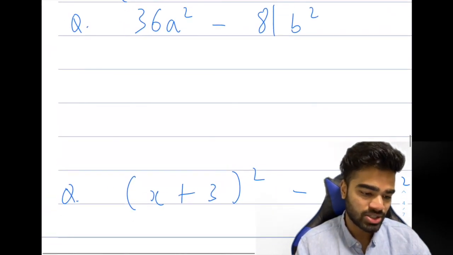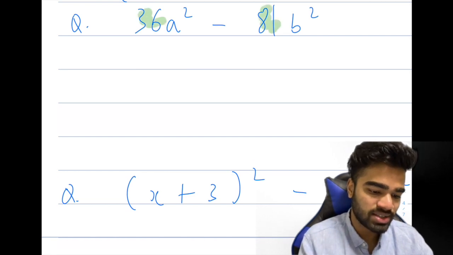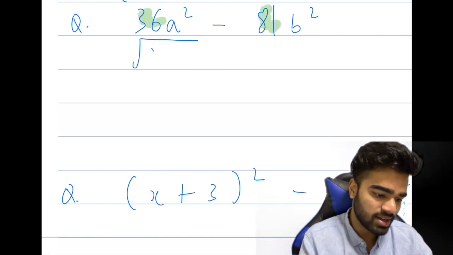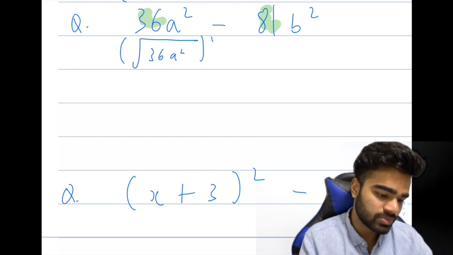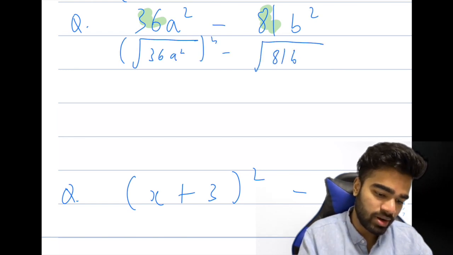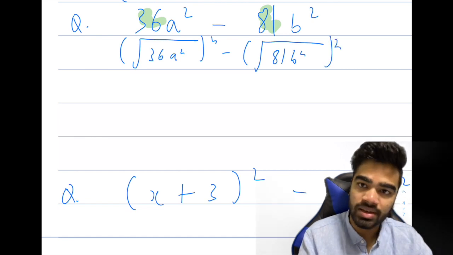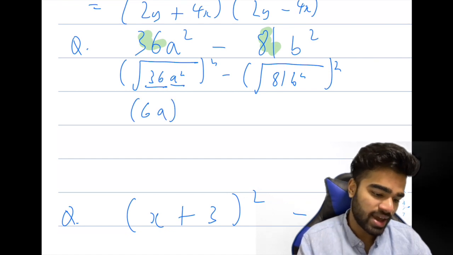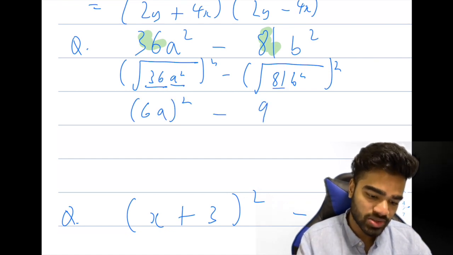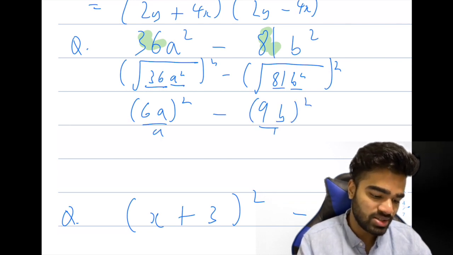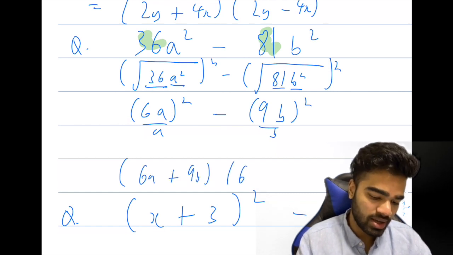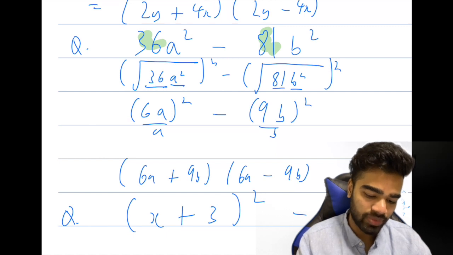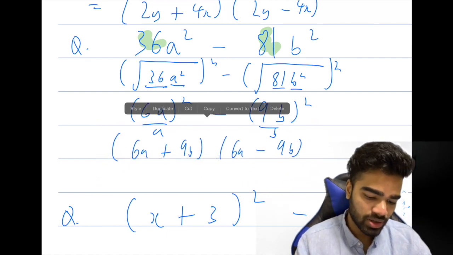Okay, another question. So you can see both the 36 and 81 are square numbers. So let's do the same tactic. Square root 36a squared, whole thing squared, minus square root 81b squared, whole thing squared. So square root of 36 is 6, square root of a squared is a. So it's 6a squared. Minus square root of 81 is 9, square root of b squared is just b, so minus 9b squared. So this is your a, this is your b. So you do 6a plus 9b, and then 6a minus 9b. And that's your answer. Okay, so that's done.